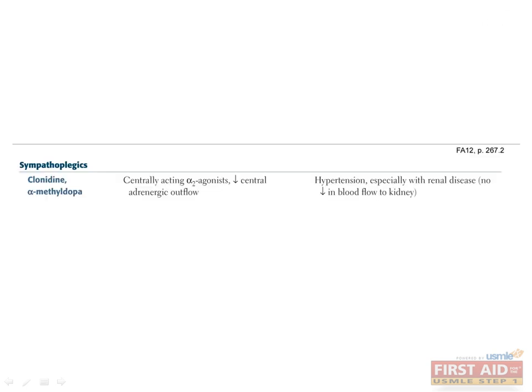Sympathoplegics are drugs that inhibit postganglionic functioning of the sympathetic nervous system. Clonidine and alpha-methyldopa are essentially acting as alpha-2 agonists. Recall that alpha-2 stimulation actually leads to a decrease in sympathetic outflow, so even though these drugs stimulate alpha receptors, they actually inhibit sympathetic nervous system function. These drugs are used to treat hypertension, especially in patients with renal disease, because they do not decrease blood flow to the kidneys.